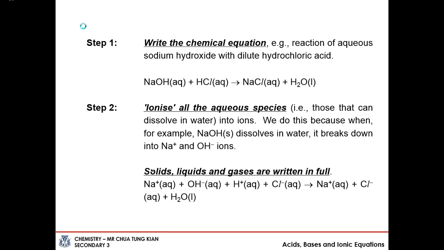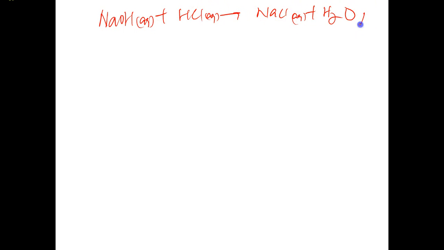So let me bring you through this in a very stepwise manner. So step one, let's say we are doing the reaction between aqueous sodium hydroxide and dilute hydrochloric acid. So let me blank the screen. NaOH plus HCl gives us NaCl plus H2O. So step 1, write the balanced equation.